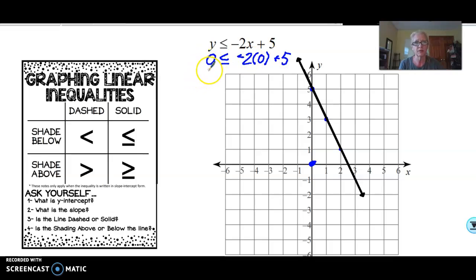So if we solve this by replacing x and y with 0, because we're using the point 0, 0, we would have 0 is less than or equal to 5. Since 0 is less than or equal to 5, the side we shade is going to be this side.